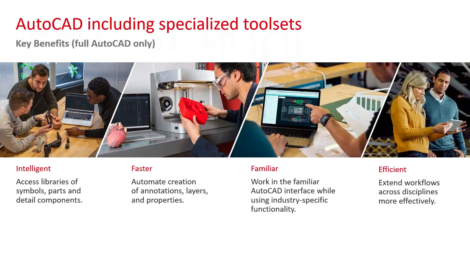Those specialized tool sets, the key benefits with obviously full AutoCAD in this case, you wouldn't get the tool sets with LT, is that you've got the access to loads of libraries of symbols, parts, detail components. I mentioned the electrical tool set. That's full of symbol libraries for all of the different electrical components you put in electrical drawings and instrumentation drawings. It also allows you to be faster. You've got creation of annotations, layers, and properties, and it's automated in some of the tool sets.